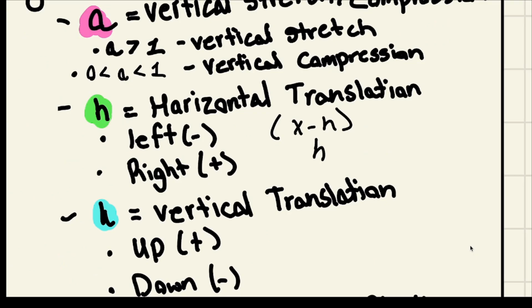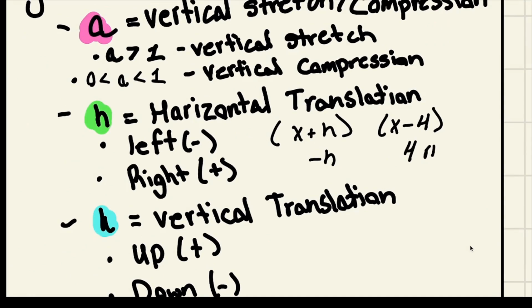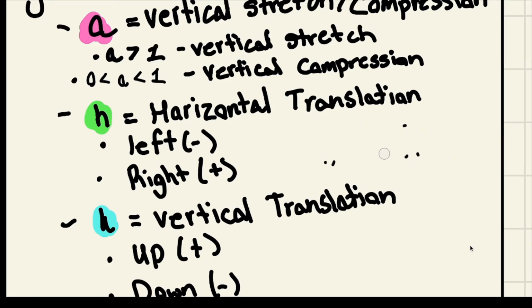And the same goes if it's positive inside the bracket. If it's x plus h, when you take it out, it's going to be negative h, so it's going to go left. When you take it out and it's positive, it's going to go right. So if I have something, for example, like x minus 4, that means it's going to be 4 units to the right. If they were asking you to describe the transformations, 4 units right. That's basically horizontal translation.